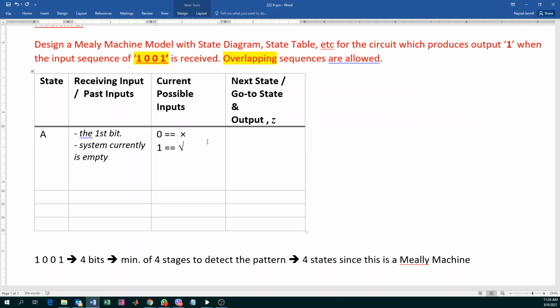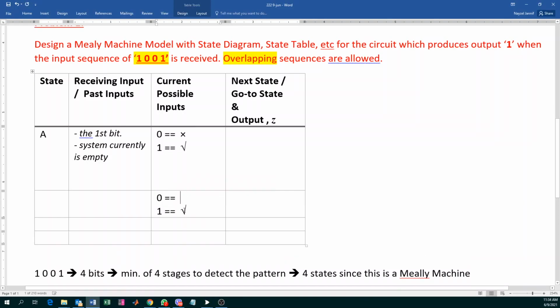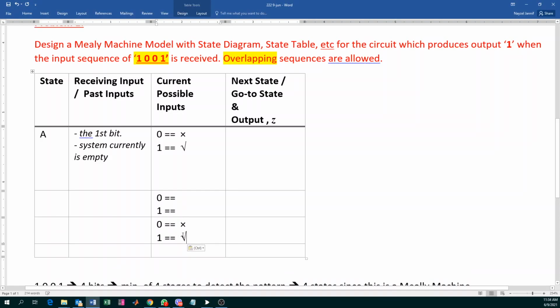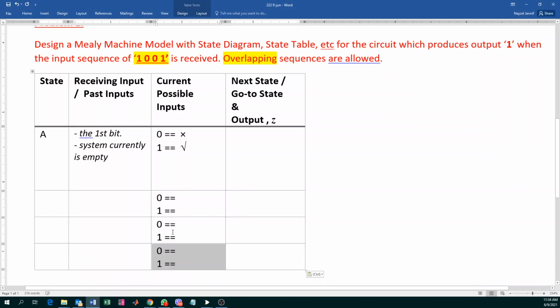Okay. Now, current possible inputs which can come onto the stream are either a 0 or 1. In each of these particular columns, it will always be 0 or 1. So let me show you guys over here. Current possible inputs are 0 or 1, right? And we have to put in the answer.